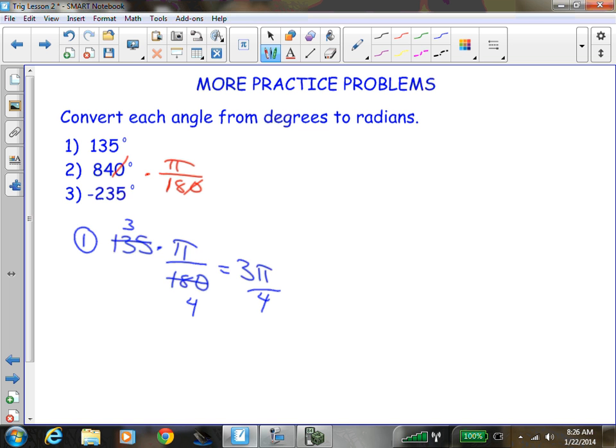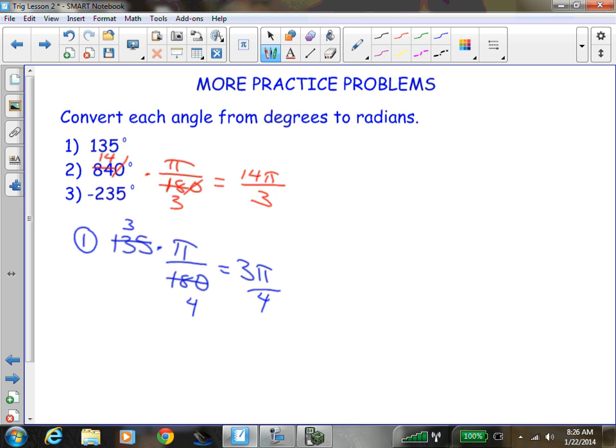Right. Now this is divisible by 6. 18 is divisible by 6. Is 84 divisible by 6 without a remainder? No. All right. Yes. How many times does 6 go into 84? All right, 14. Okay, so if we divide by 6 here, we get 3. If we divide by 6 here, we get 14. And so we have this one being 14 pi over 3.